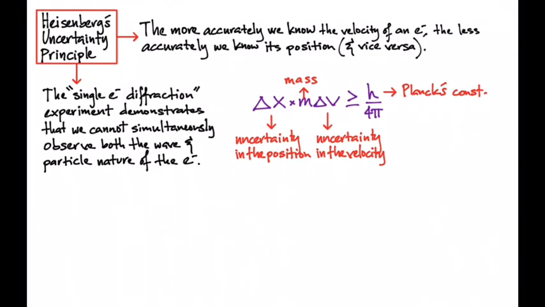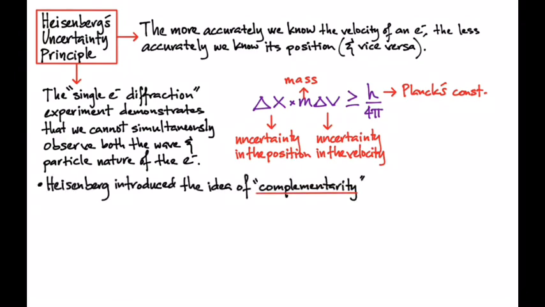So when we say that the more accurately we know the velocity, then the delta v would be a lower value, right? So when delta v is lower in value, then delta x, the uncertainty, would be extremely high. So that's what it means by Heisenberg's uncertainty principle. The more you know the position, the less you know about the velocity, and vice versa.